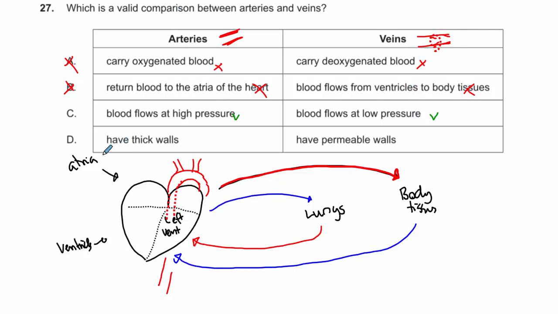Let's look at D just to be sure. So D says arteries have thick walls. Well, yes, they do. Veins have permeable walls. No. So neither arteries nor veins are very permeable. The reason for this is that the transfer of gases and waste molecules and nutrients is performed over the capillaries, and the capillaries are in the body tissue. So in the body tissues you have this network of capillaries, which are fueled by the arteries and drained by the veins.